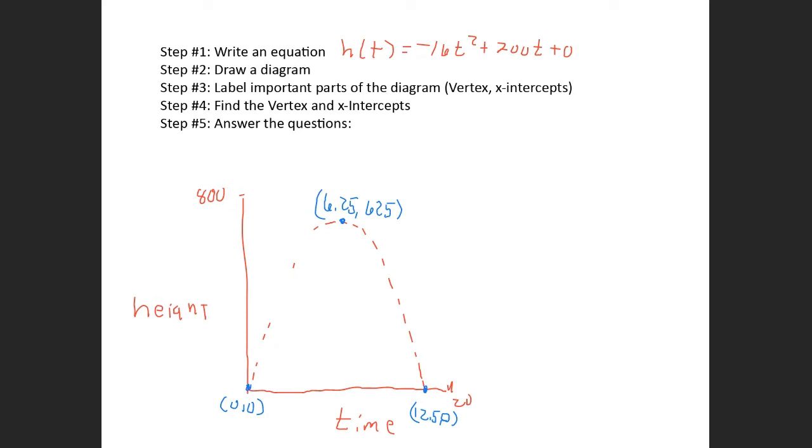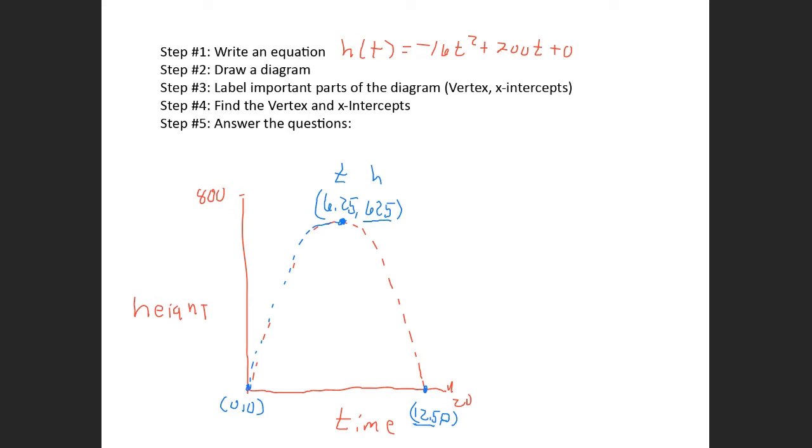This is time. This is height. How long did it take for the rocket to get to its maximum height? It took 6.25 seconds to go up 625 feet. So this rocket went up. It took 6.25 seconds to get to its highest point. And that highest point is 625 feet off the ground. And with a parabola, it takes the exact same amount of time to get to the ground. So it takes another 6.25 seconds to hit the ground, or 12.5 seconds.